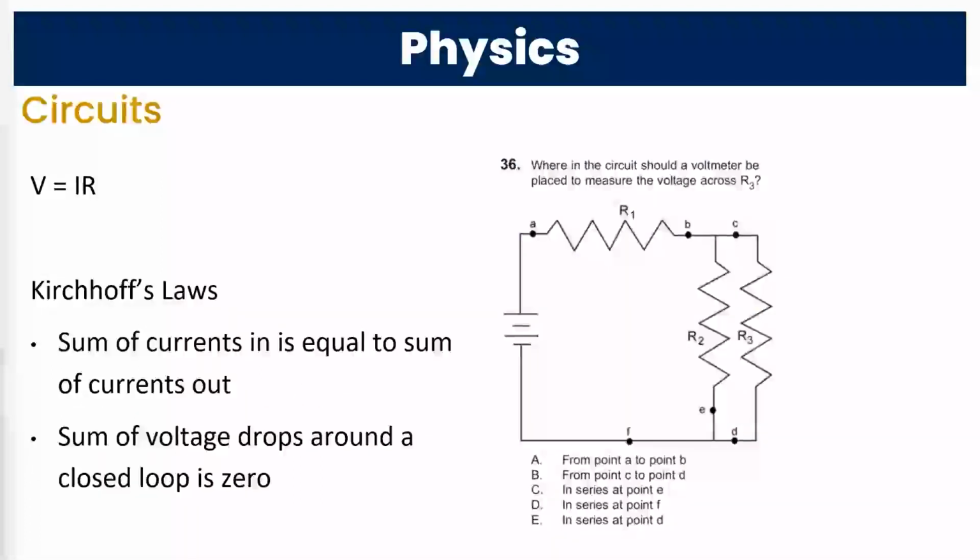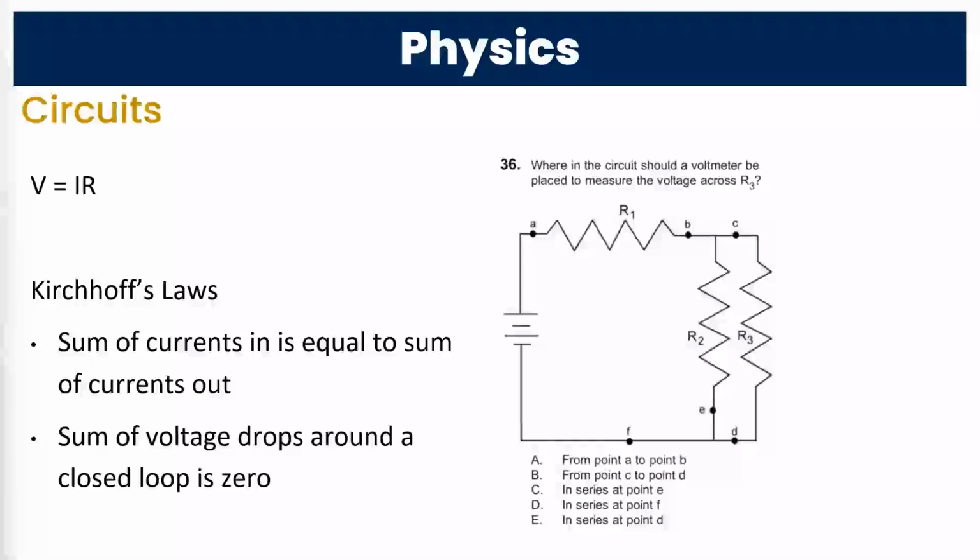Circuits, like I said, are going to be some pretty basic circuits, just resistors and voltage sources, things like that. You've got to know your basic rule of V equals IR. You also got to know Kirchhoff's laws, which are that the sum of currents in is equal to the sum of currents out, and the sum of voltage drops around a closed loop is 0, to answer pretty much any question you're going to run into on the OAT.